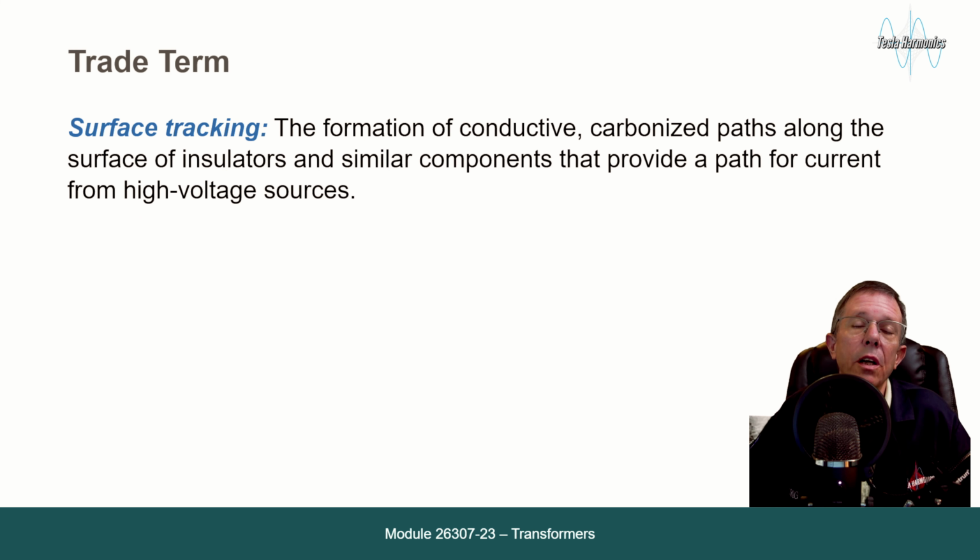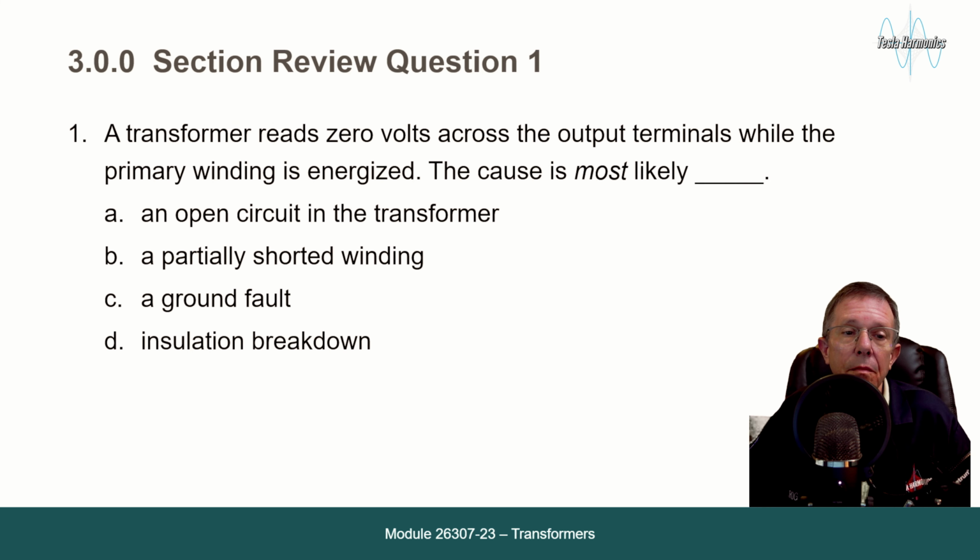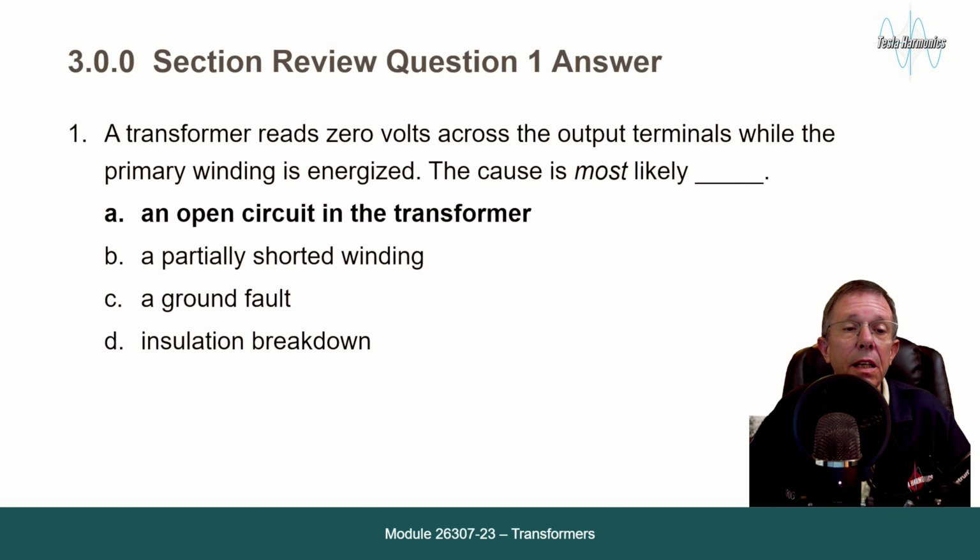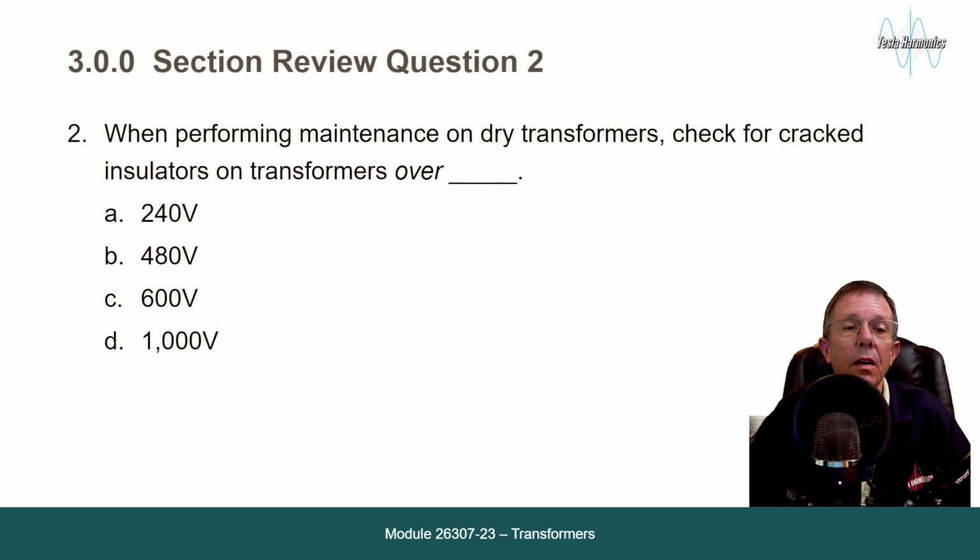Here's a trade term you should read over and become familiar with for this session, and some review questions for this session. A transformer reads 0 volts across the output terminals while the primary winding is energized. The cause is most likely an open circuit in the transformer, a partially shorted winding, a ground fault, or insulation breakdown. That's going to be A, an open circuit in the transformer. When performing maintenance on dry transformers, check for cracked insulators on transformers over 240 volts, 480 volts, 600 volts, or 1000 volts. That's going to be D, 1000 volts.